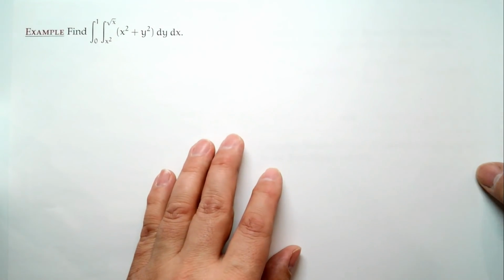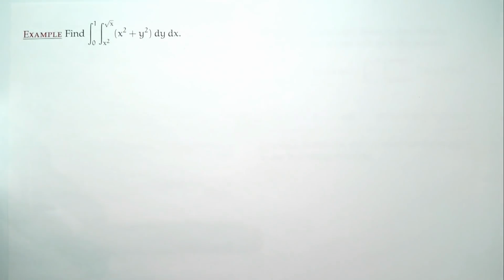Let's just do one of these integrals. Find the integral from 0 to 1 of the integral from x squared to square root of x of x squared plus y squared dy dx.